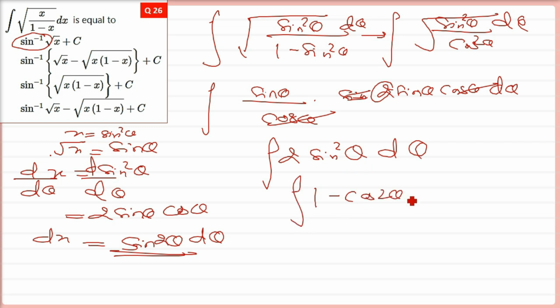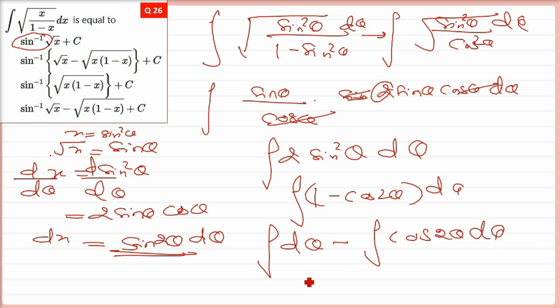2 sine square theta has a direct formula, integration of 1 minus cos 2 theta. Alright, so 1 minus cos 2 theta, let's separate them out. Integration of d theta minus integration of cos 2 theta d theta. D theta integration will be theta, minus cos 2 theta will be what? Sine 2 theta. Differentiation of 2 theta will be 2, so it has to be divided.